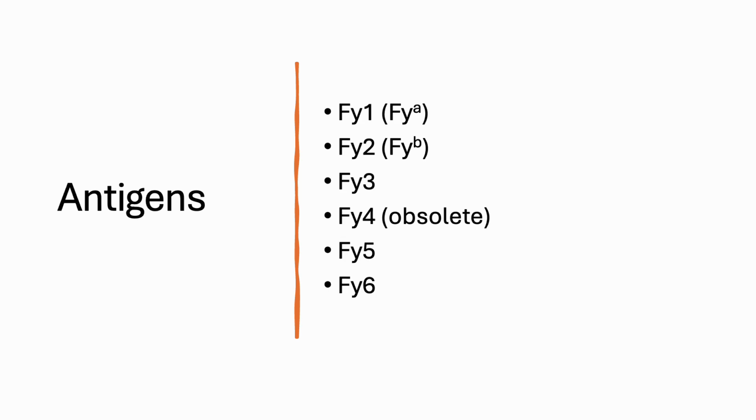So while there are 4 basic alleles, these give rise to 6 antigens. Well, really only 5 since Duffy 4 is obsolete. So you can see here that Duffy A and Duffy B are also called FY1 and FY2. But the other ones, FY3 is not called Duffy C. It's just called FY3 from that point on.